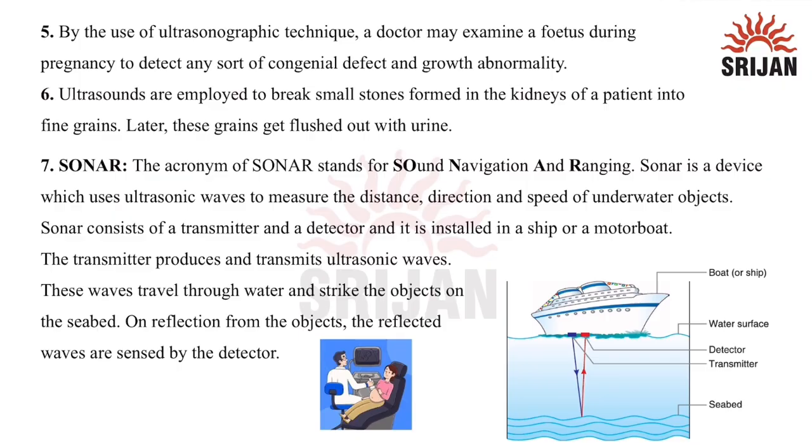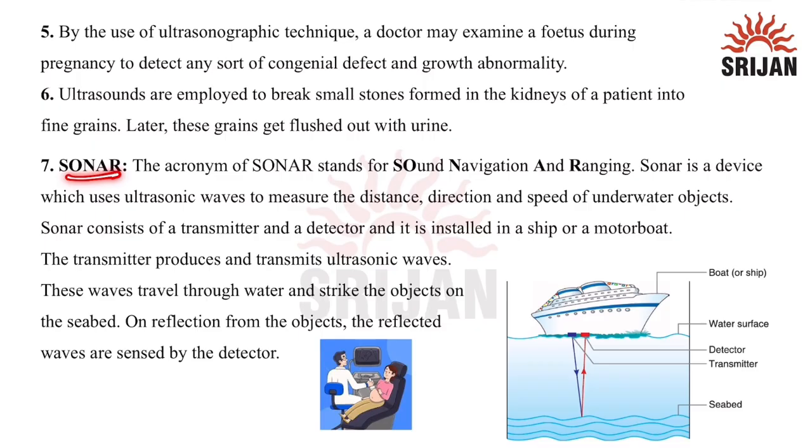Sixth, ultrasounds are employed to break small stones formed in the kidney of a patient into fine grains. Later, these grains are flushed out with the urine. Suppose this is our kidney, and if there is any blockage over here in any vein or vessel, let's say here is a blockage. Ultrasounds are employed in this particular area, and these will break the stone into small pieces. These are then excreted out in our urine.